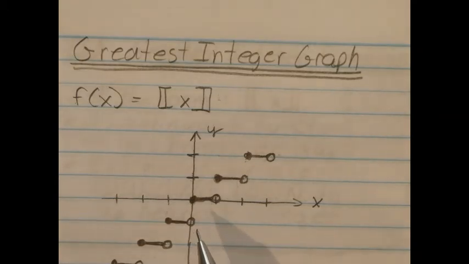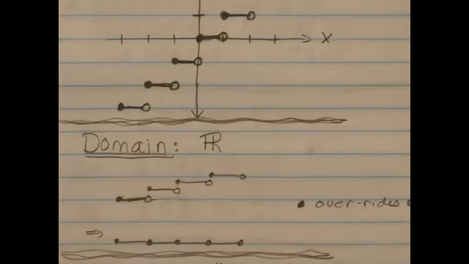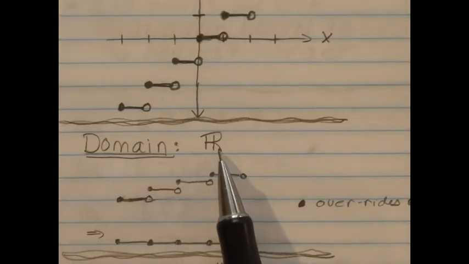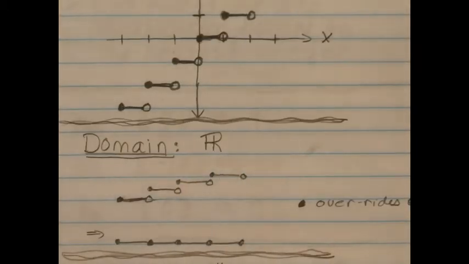Let's talk about the domain, though, on this function. All right, we want to talk about the domain. The domain is going to be the set of reals, but I'm going to show you why. And also remember that a closed circle overrides an open circle. In other words, if a closed circle fills in the open circle, it is now closed. So this will turn into a closed circle when they overlap.